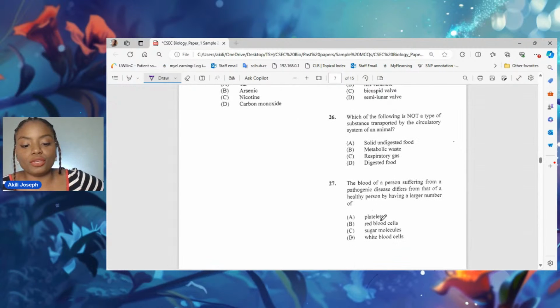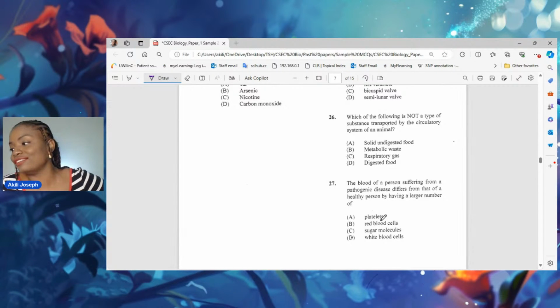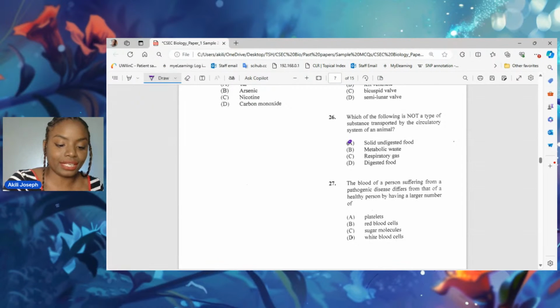26, which of the following is not a type of substance transported by the circulatory system of an animal? So you have A, solid undigested food, B, metabolic waste, C, respiratory gas, or D, digested food. Right, so the answer here is going to be A, because your solid undigested food is supposed to remain within the alimentary canal and it will never make its way into your bloodstream. So it's not going to be in the circulatory system. So the answer here is A.